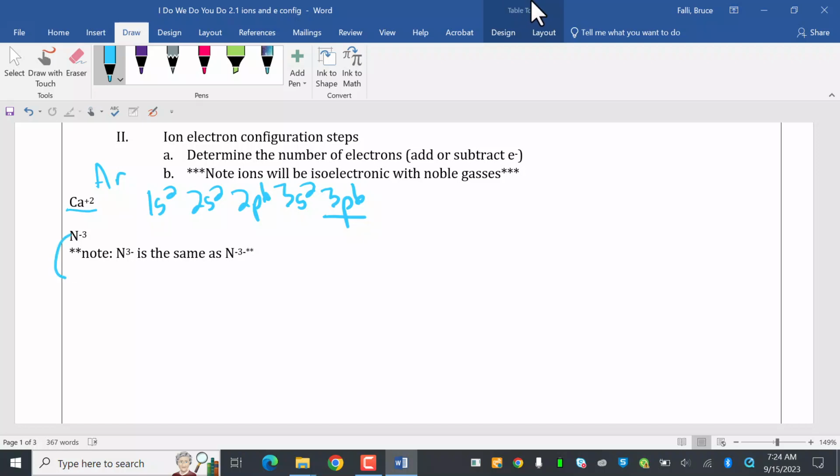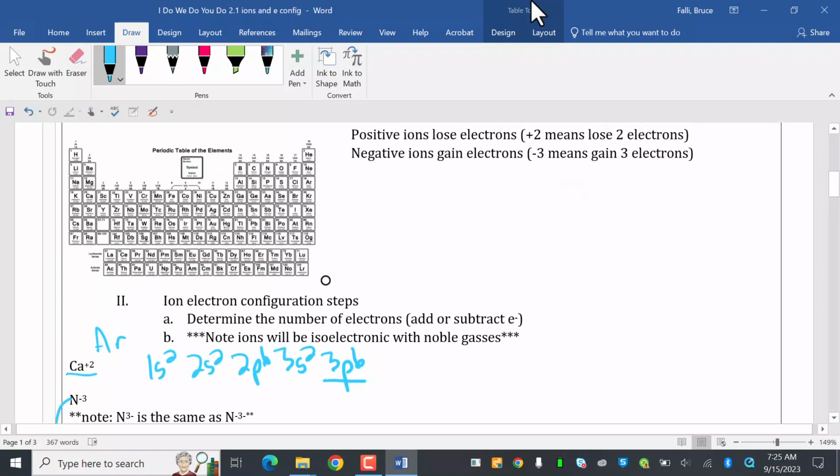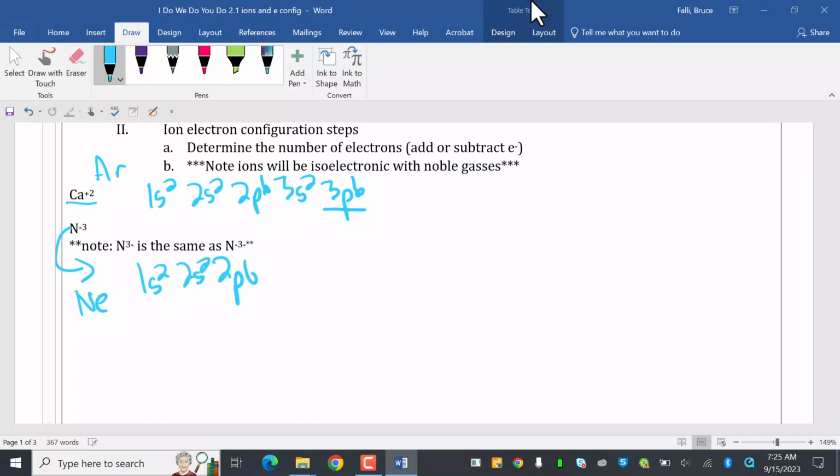All right, N-3. So N-3 means I'm going to add 3 electrons. Nitrogen has 7, 8, 9, 10. This is going to be like the noble gas neon. It doesn't become neon. It just becomes like neon. 1s2, 2s2, 2p6.